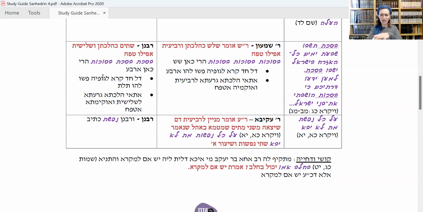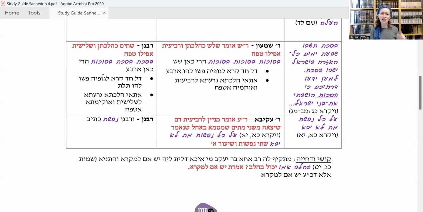That body creates impurity in the tent, the whole tent. Not only a body, but even a piece of a body the size of a kazayit, an olive bulk, or even a revi'it of dam, a quarter log of blood, also is metame b'ohel.